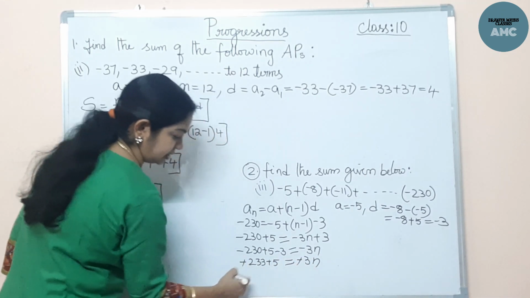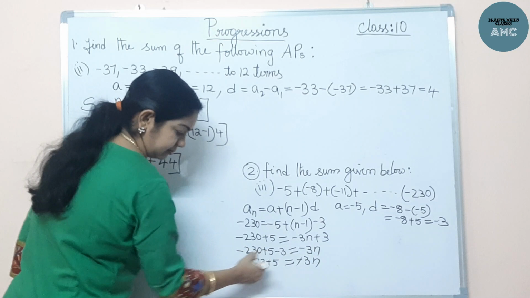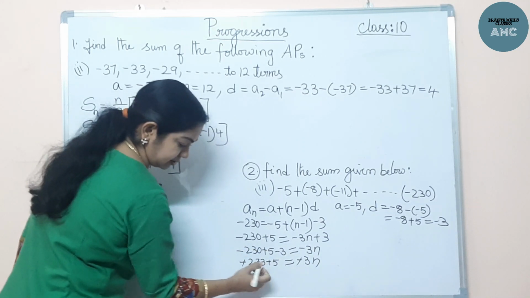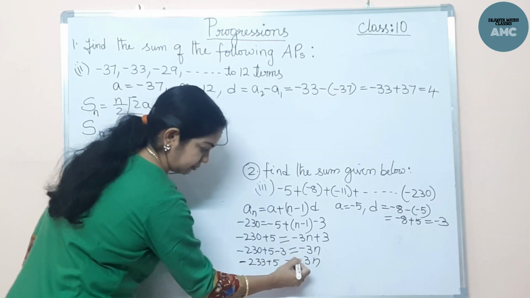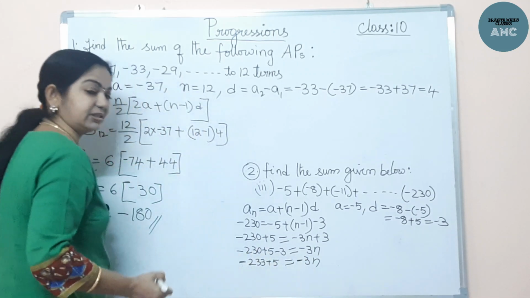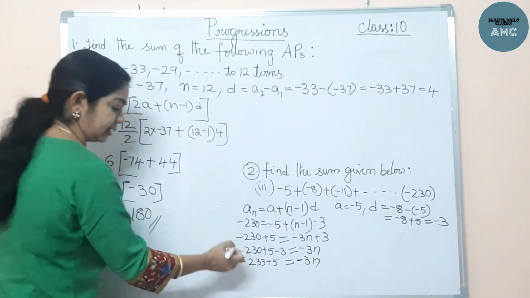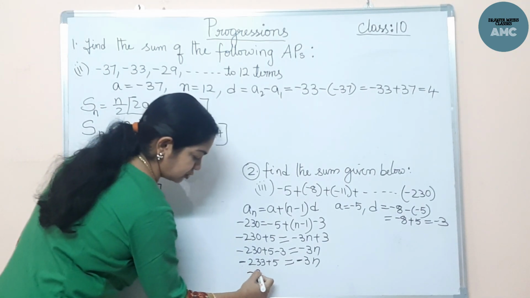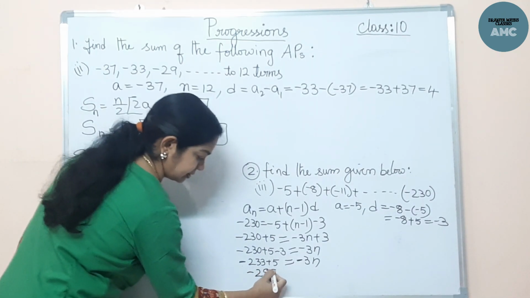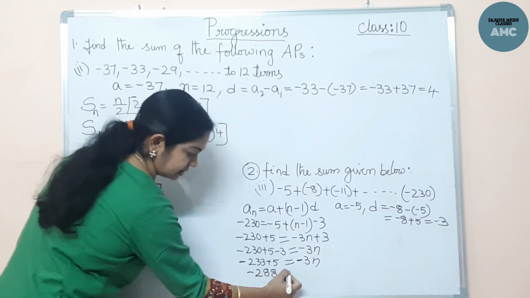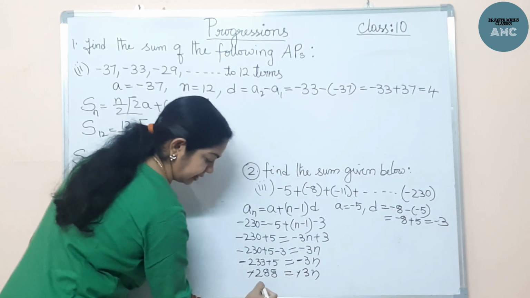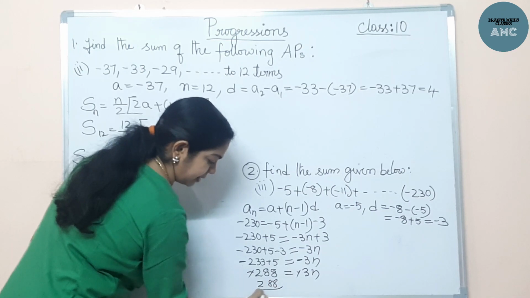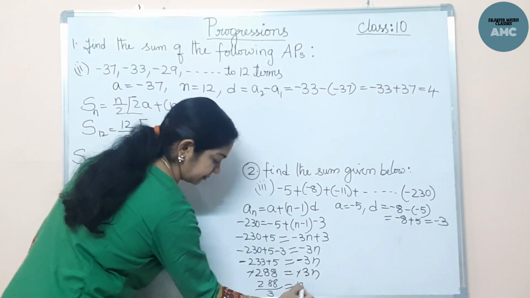So remove the sign here, both sides. Let me do the simplification. So minus 233 plus 5. So that comes to minus 288. Isn't it? Minus 288 equal to minus 3n. So remove the sign here. So 288 by 3 is our n.